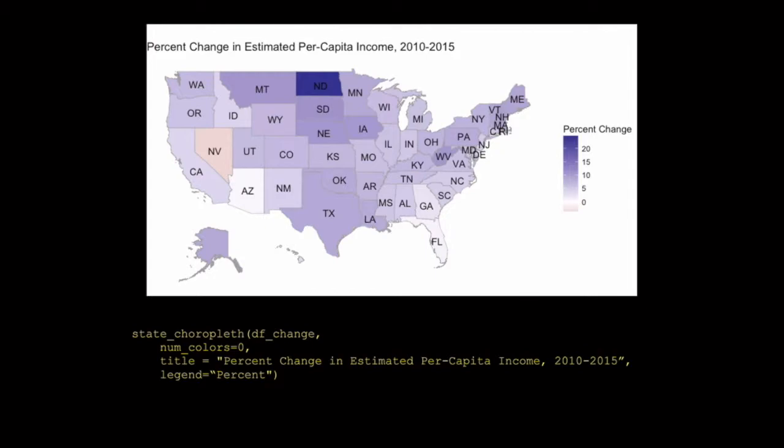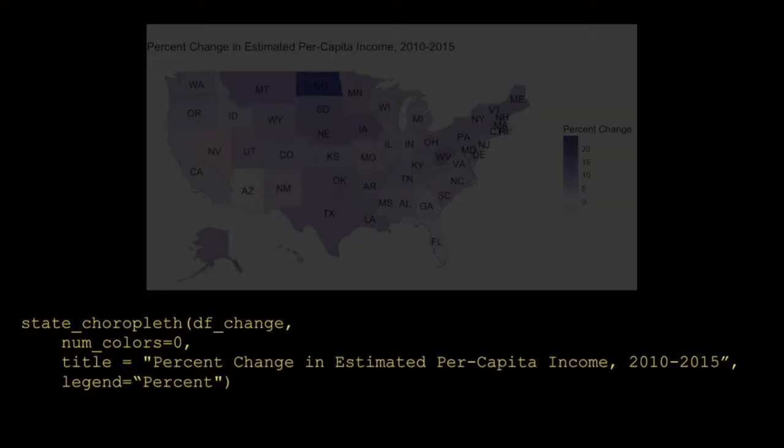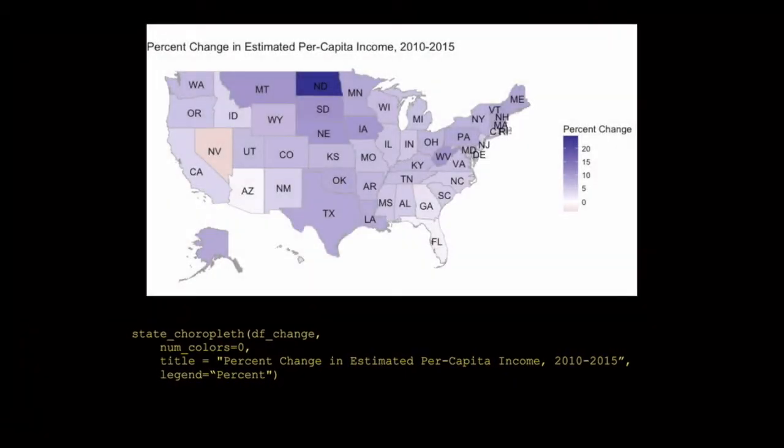Here's the code to create the exact map that we looked at the start of this module. We call state choropleth on df change with num colors equal to 0. We also set the title and legend parameters as we saw in the previous module.